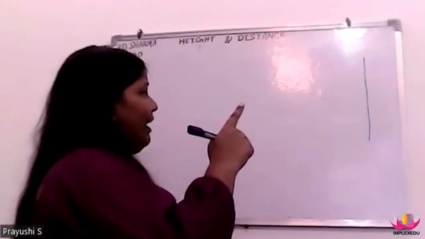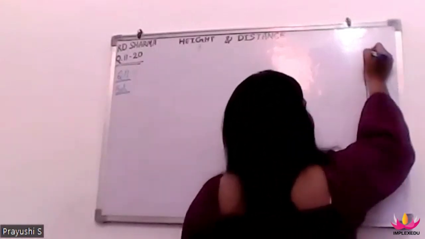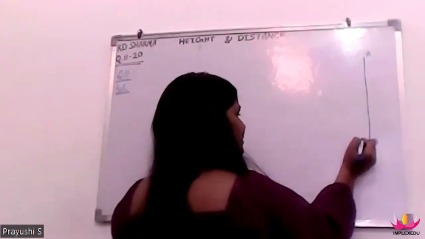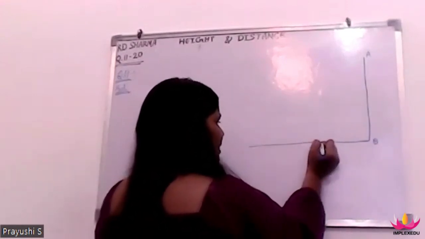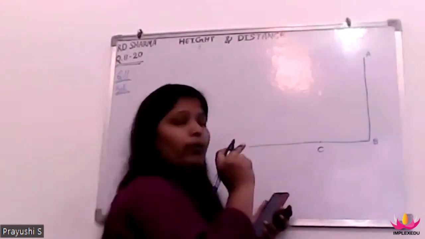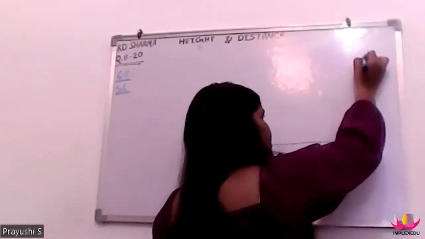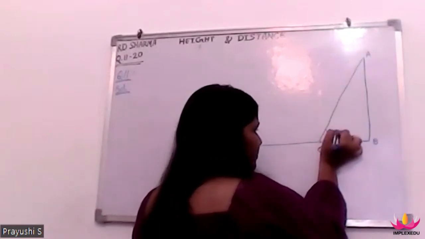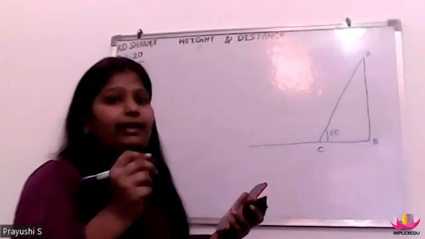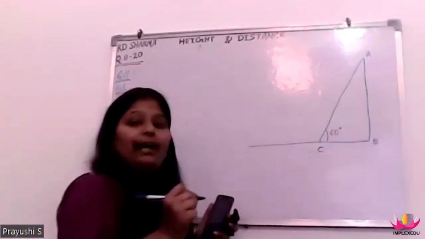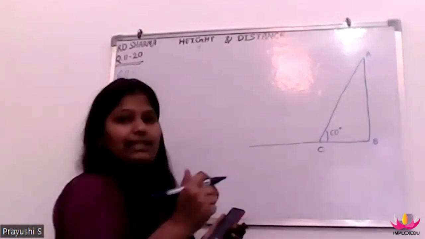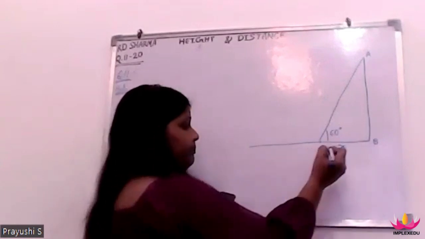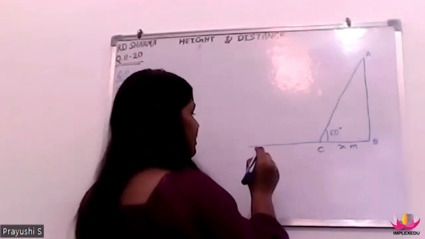We have a tower AB, and we have a point C. From point C, the angle of elevation of the sun is 60 degrees. We are assuming that the distance between B and C at that time will be x meters.